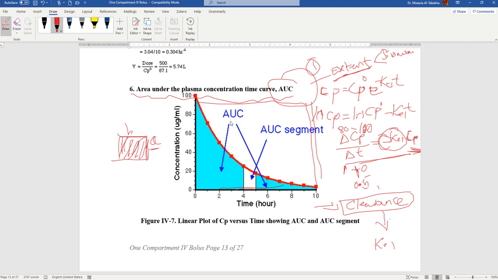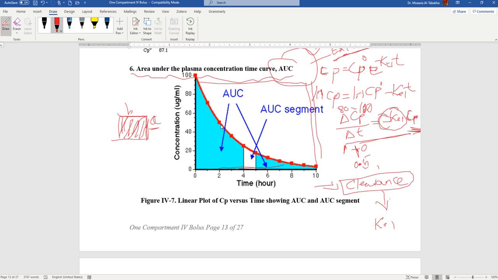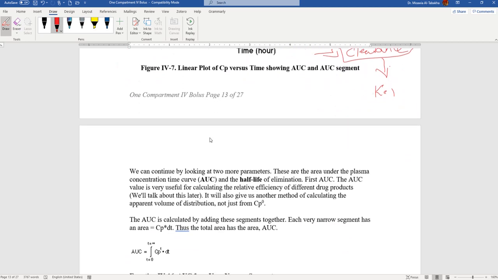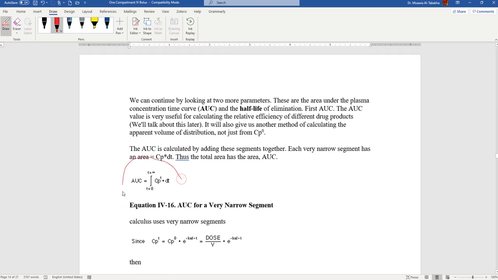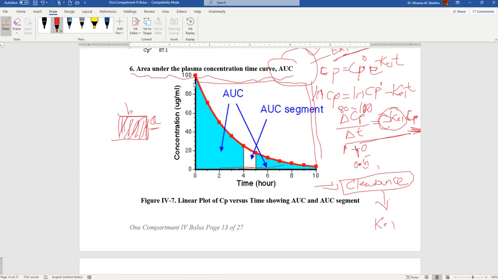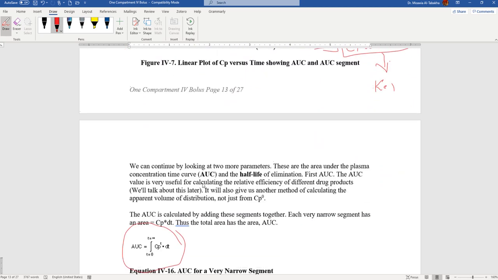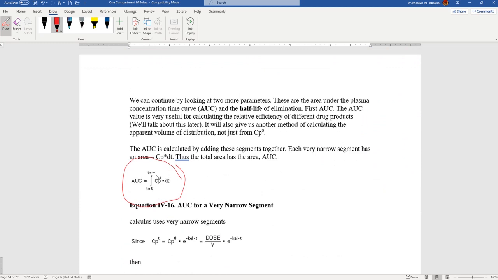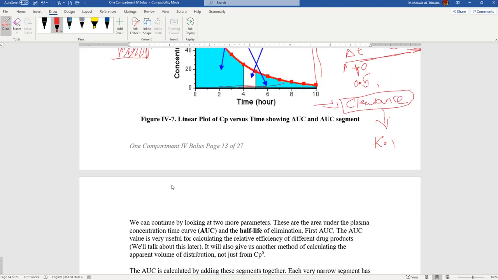Do you remember differential equations? A differential equation talks about changes, minute changes, the small changes that happen. That's why AUC is actually concentration in time. It is concentration in time, but you have to take into account the changes that happen in the concentration while time is moving. So we can write AUC as the integration of all these very small segments.